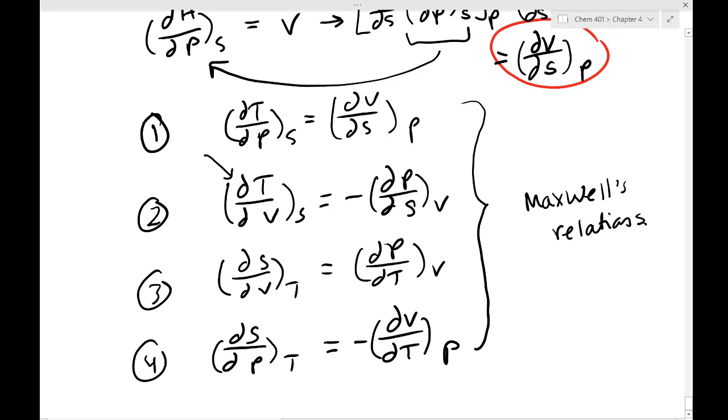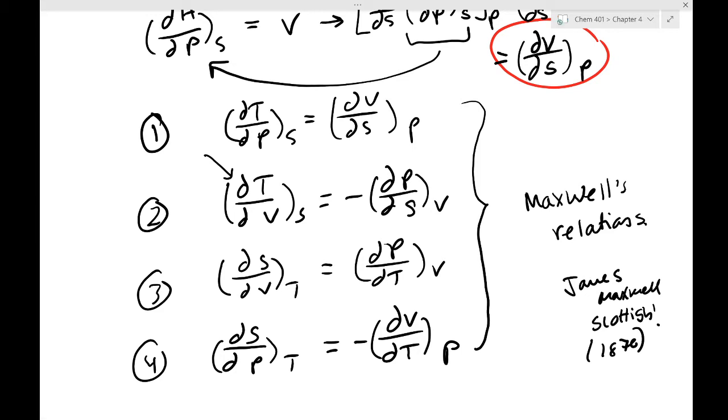Okay, and they were developed by a man named James Maxwell, who turns out to be a Scottish guy. Interesting. And this was in 1880. 1870. But who's counting, right? Okay, so in 1870 he came up with these relationships, which turned out to be extremely useful and extremely powerful.